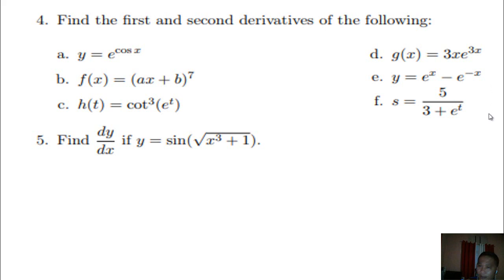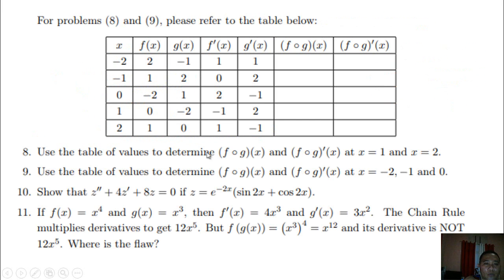We know that the ln, pwede natin gamitin yan. Dapat talaga mag-low d high minus high d low talaga itong letter F. Wala tayong other option. This one is sine x cubed plus 1. So, cosine ito, derivative of this. Okay, so gamitin na natin yung general rule ng power rule.